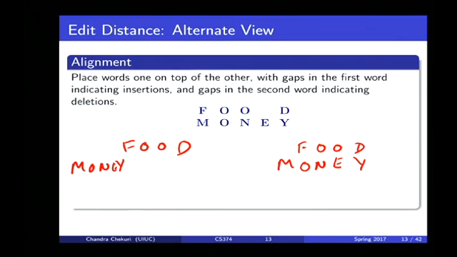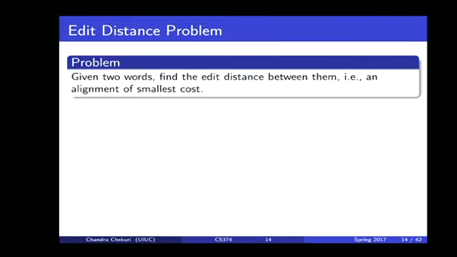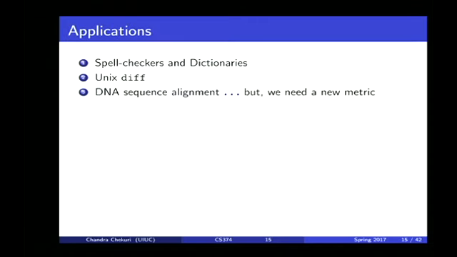Now I'm going to make it even more general because that's helpful to us. So that's the problem: given two strings, find the edit distance, which is to find the alignment with minimum cost. This is actually part of the Unix diff, spell checkers and dictionaries. But the more important application in modern times is DNA sequencing. That's a huge application area in bioinformatics: how do you compare two genes or two DNA sequences using various complicated notions of alignment.